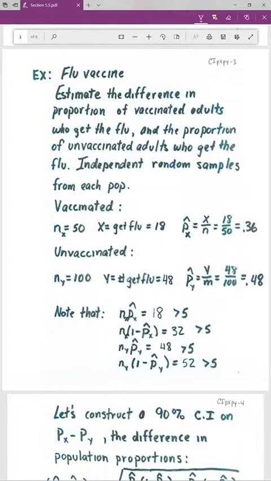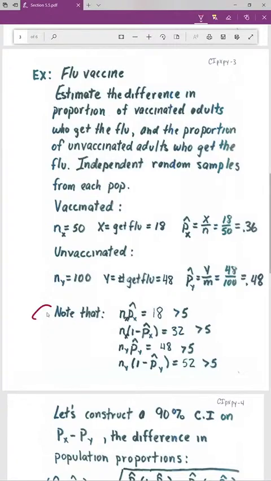So our information for our vaccinated adults is that we have a sample size of 50. We had 18 individuals get the flu, which would imply that our proportion of x over n would equal 18 over 50, or 0.36. For our unvaccinated adults, we have a sample size of 100. Our number of successes for y is 48 for those who got the flu. And so our proportion of y will be y over n, which equals 48 over 100, or 0.48.